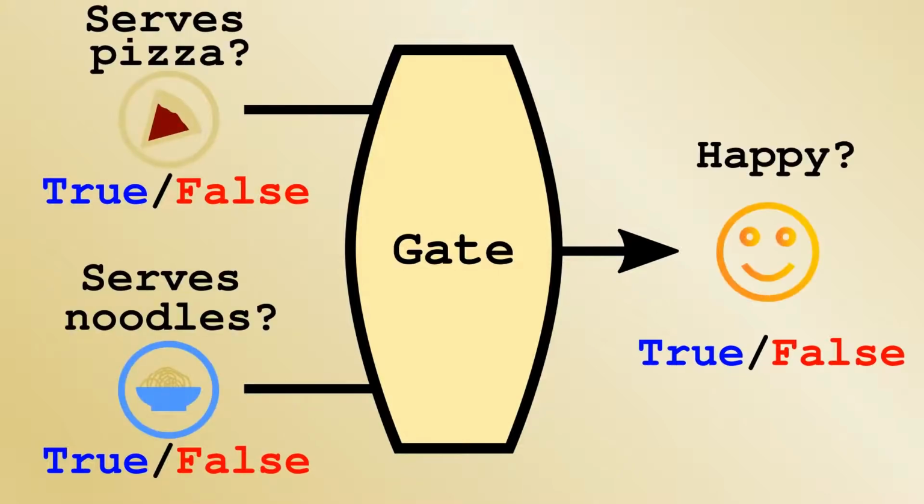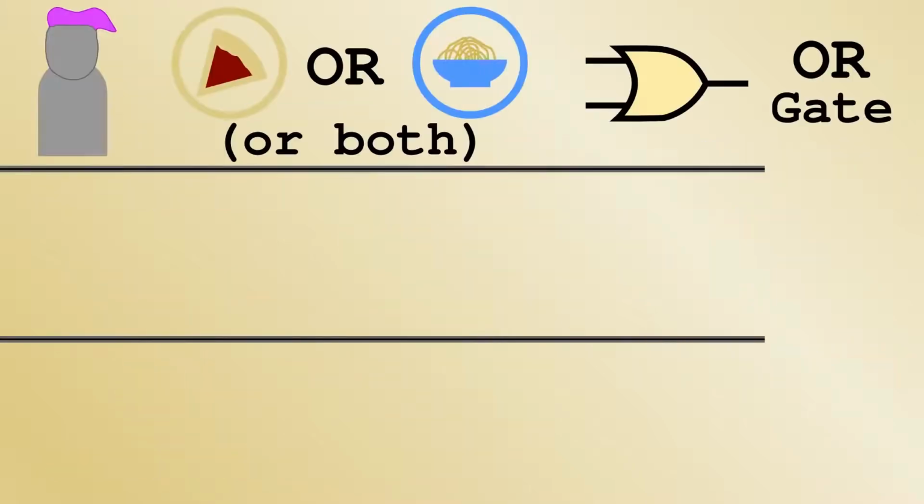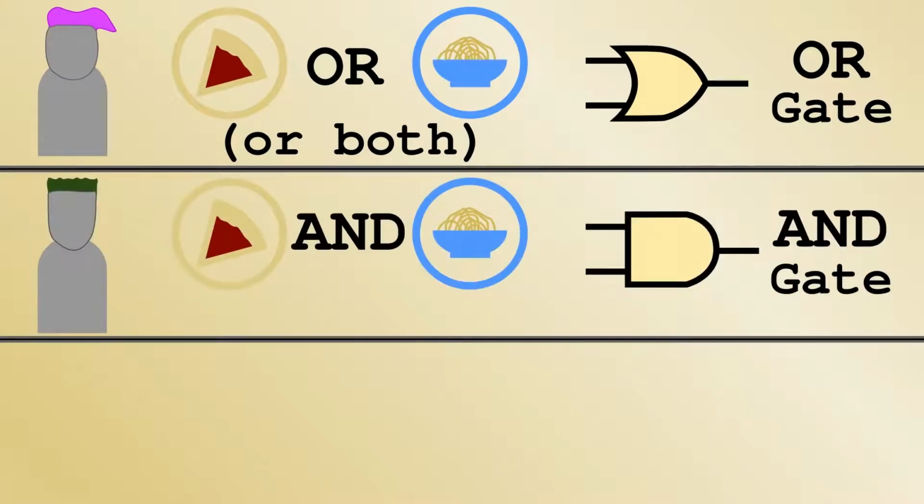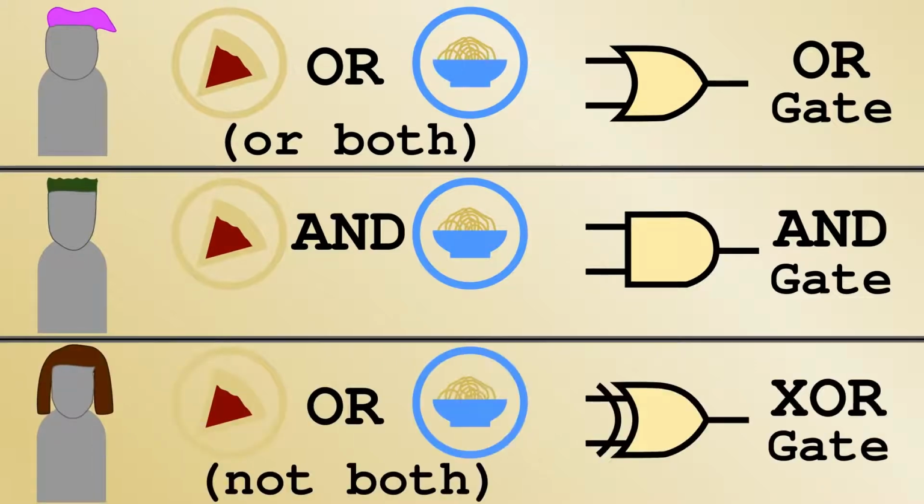Now the friends are choosing restaurants which might serve pizza, noodles, both, or neither. Alice is happy when the restaurant serves at least one of the two options, or both. This idea is represented by what is called an OR gate. This is the symbol. Bob wants choice, so he wants both pizza and noodles on the menu, hence the AND gate. Charlie likes it if the restaurant serves pizza or noodles, but not both. Let's say she thinks that they wouldn't do a good job if they weren't specialized enough. The corresponding gate is called exclusive OR, XOR for short.